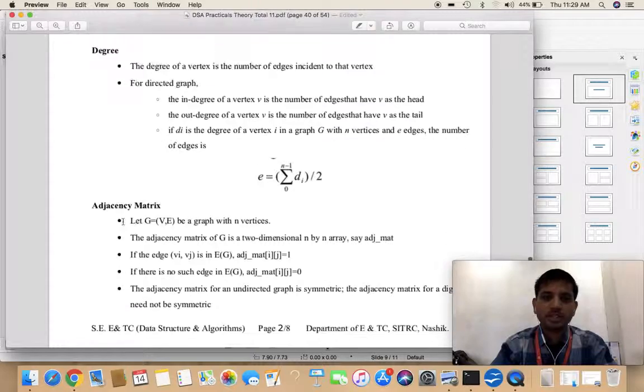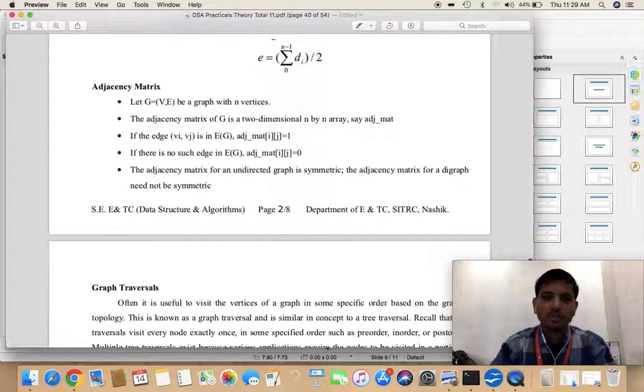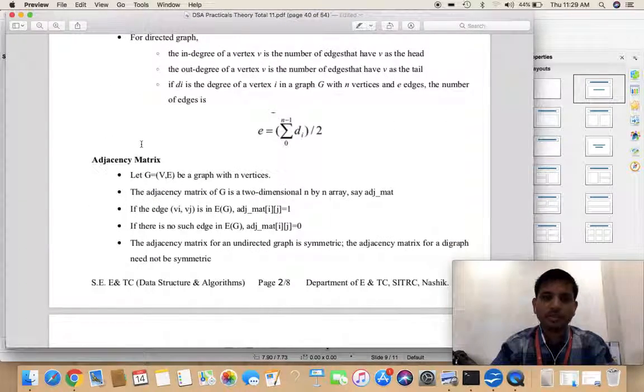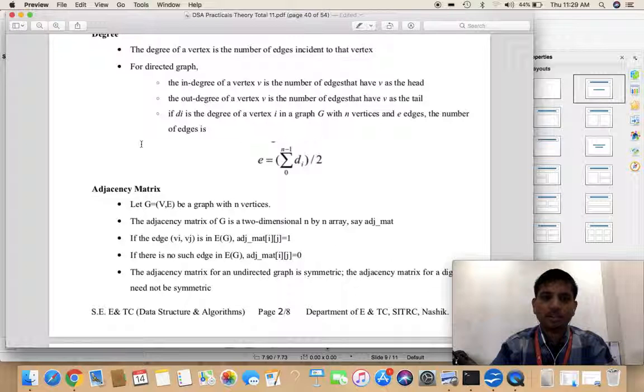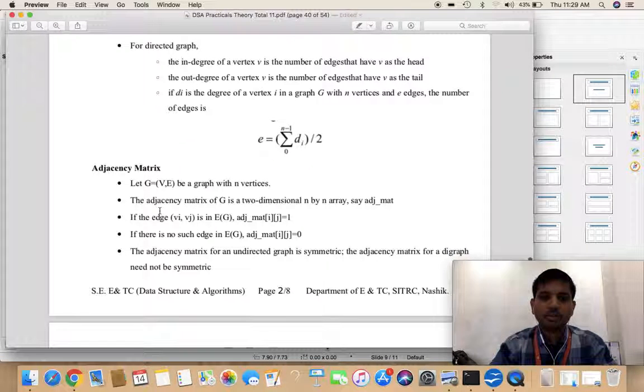Now we will see how to represent our graph, or how to store our graph in a computer. We can store the graph by using an adjacency matrix or by using a linked list. In our example, we are going to store our graph in terms of an adjacency matrix.